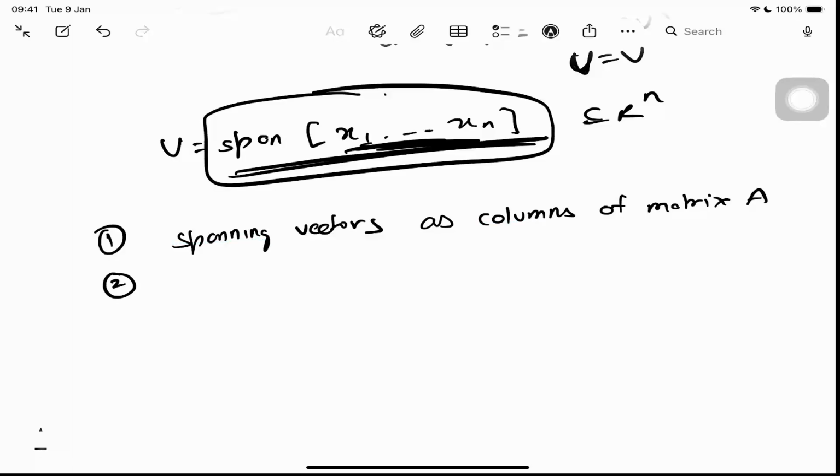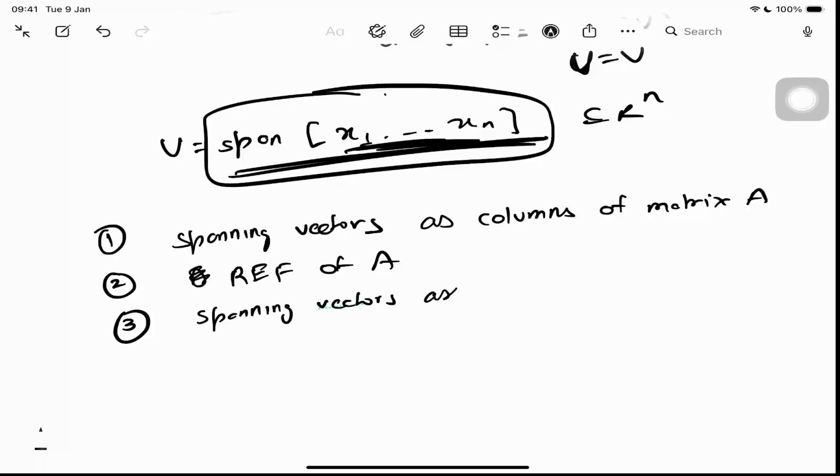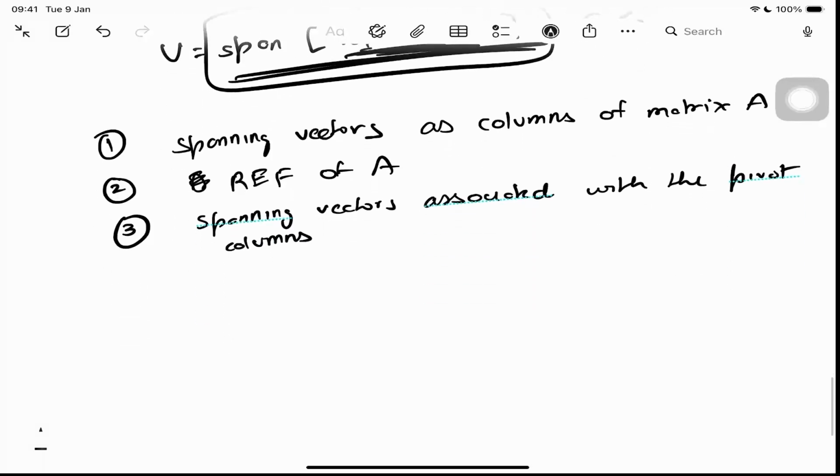Second, determine the REF, so we'll find the REF of A. And third, spanning vectors associated with the pivot columns form the basis of U. So spanning vectors associated with the pivot columns are the basis of U.